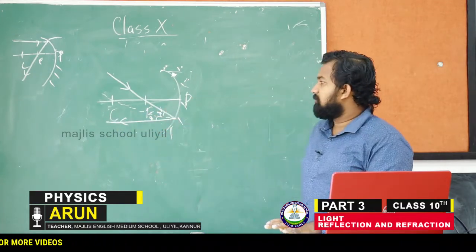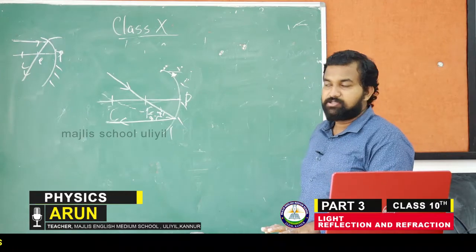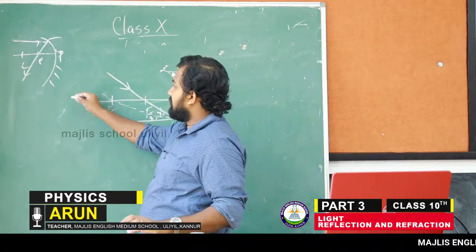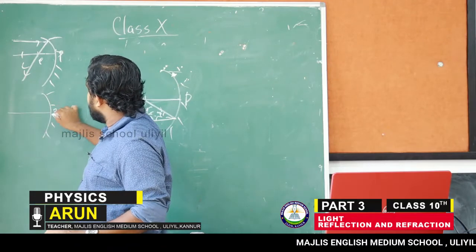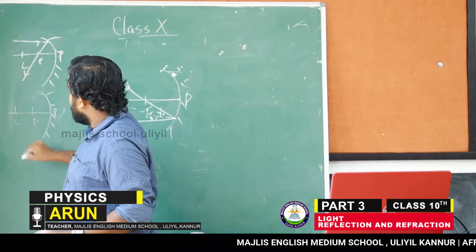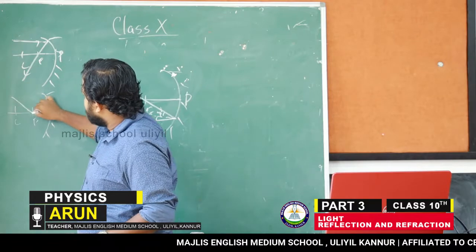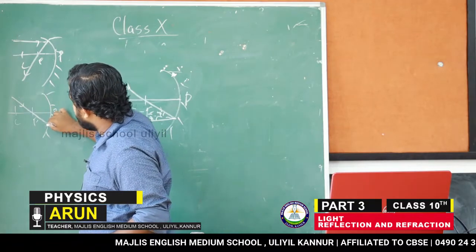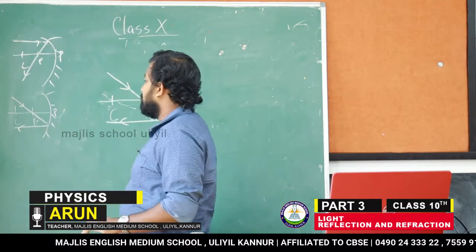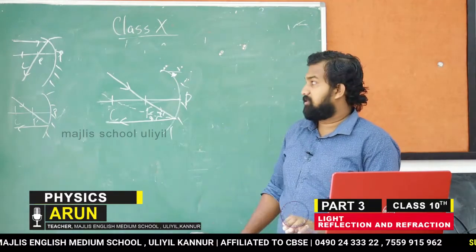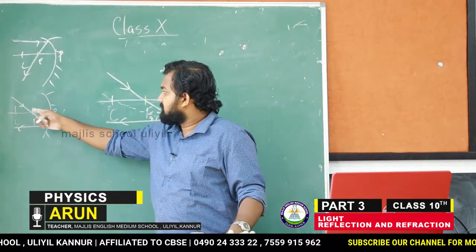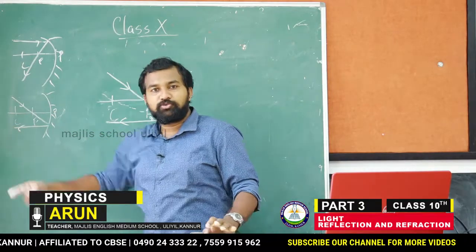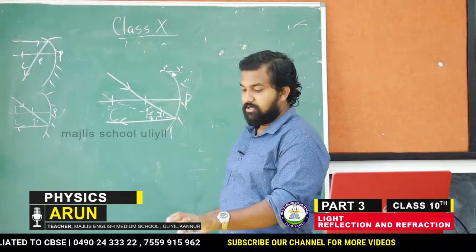So this is the second type: when a ray is coming and hitting the mirror through the principal focus, it will go parallel to the principal axis after reflection. When a ray is incident parallel, it will go through the focus. When a ray is incident through the focus, it will go parallel to the principal axis. Two types. Now the third type.